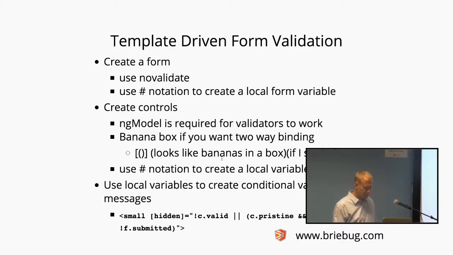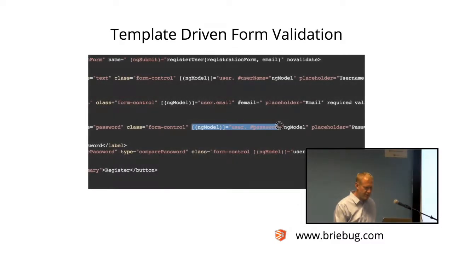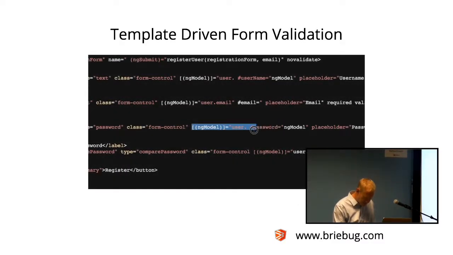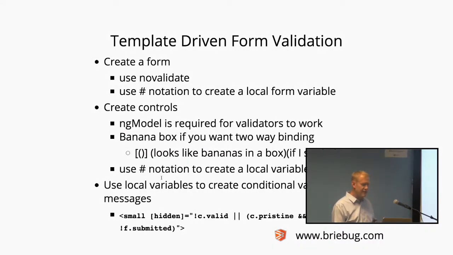That's our two-way binding. So again, if we come back over here, here's our ng model. I've got some syntax errors in this here. Something got chopped off there. So there's my banana box for ng model, and it should be pointing actually to user.password, and then close off that. And then the last thing that we can do is start to use local variables to create conditional validation messages.